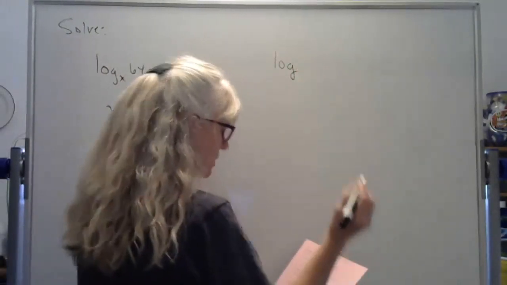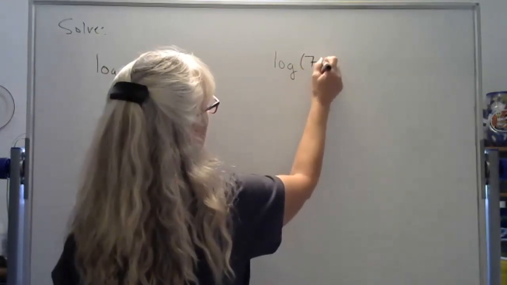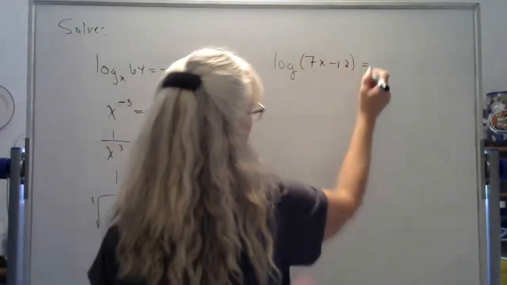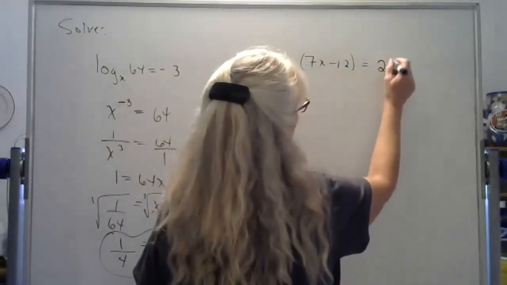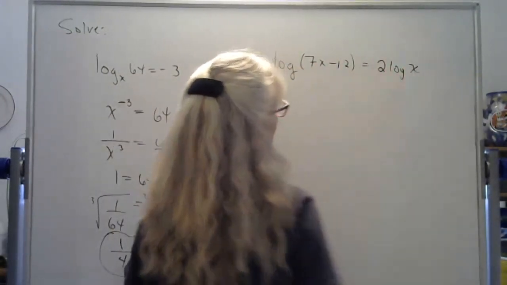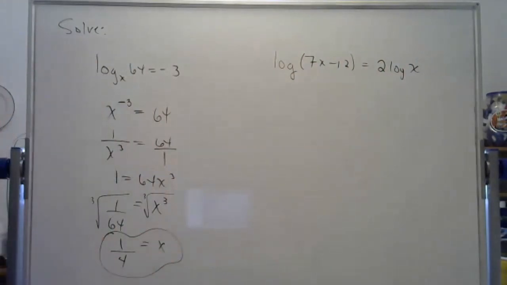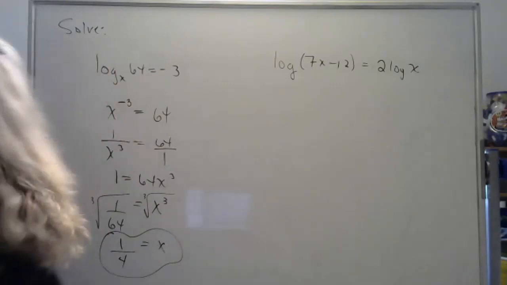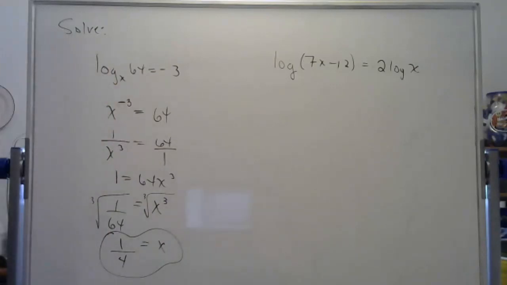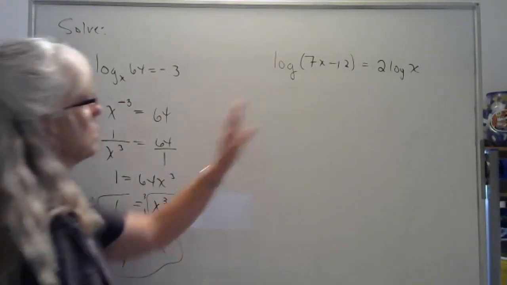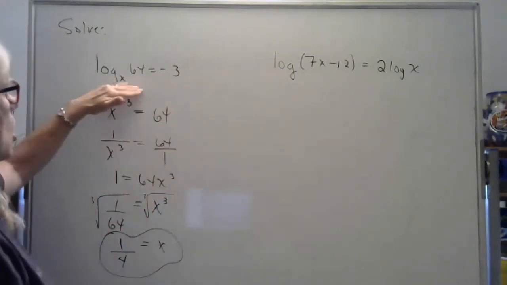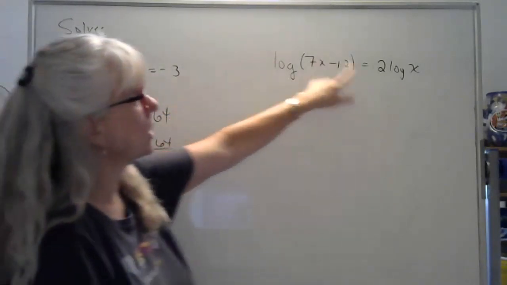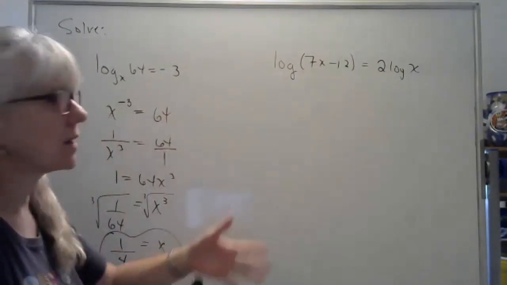And then the other log one, let's say we have the log of the quantity 7x minus 12 is equal to 2 log x. So the log of the quantity 7x minus 12 equals 2 log x. So definitely a different looking problem. But I need to recognize that the difference between these two is that over here you have log equal to a constant. Here we have log equal log. So again, the approach is very different.